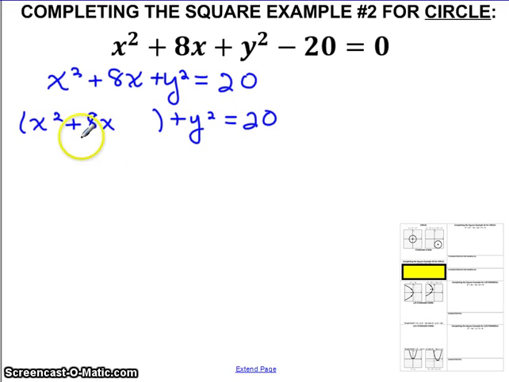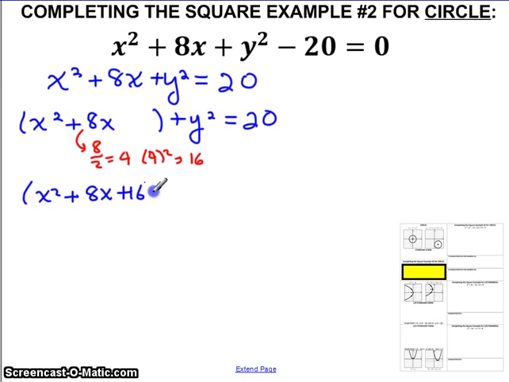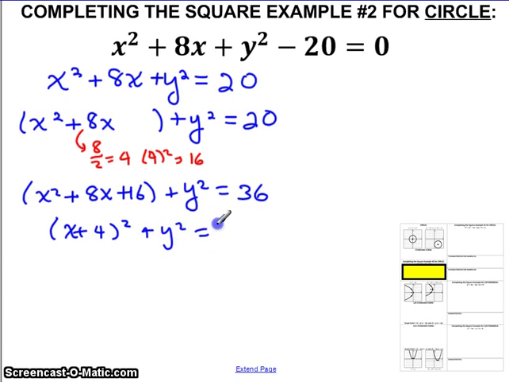Okay, so over here we've got 8 divided by 2 gives us 4. We're going to square the 4. That's going to give us 16. And so we can write this side x squared plus 8x plus 16 plus y squared equals 36. Factor this. Okay, we're going to have the x plus 4 squared from here plus y squared equals 36. So now we've completed the completing the square, and this is almost in standard form.